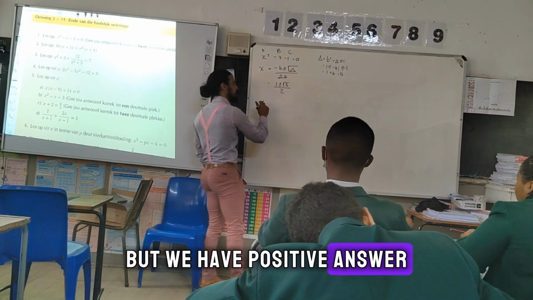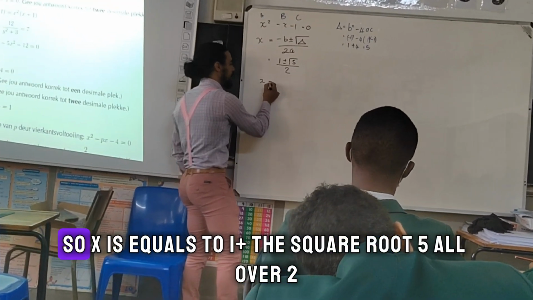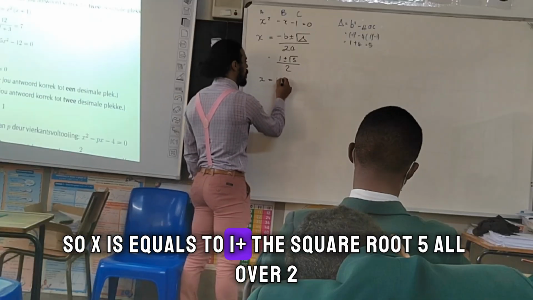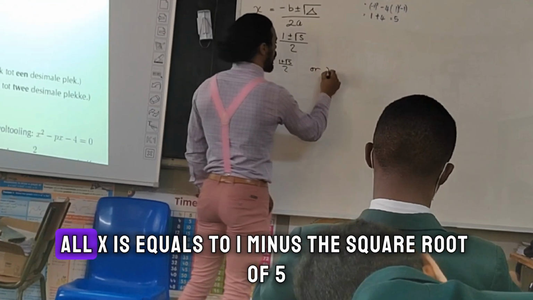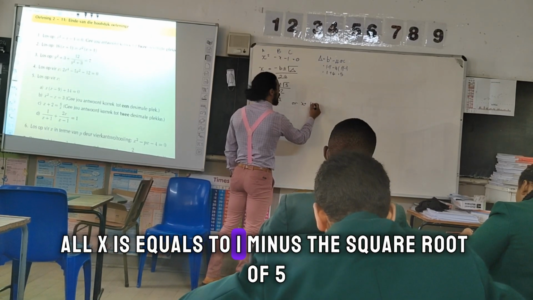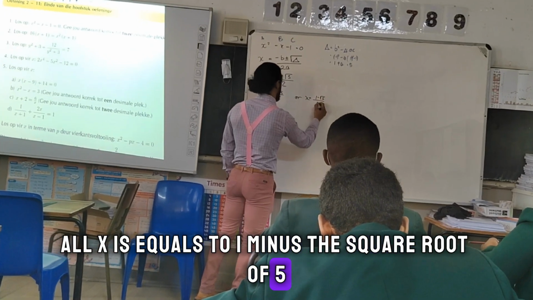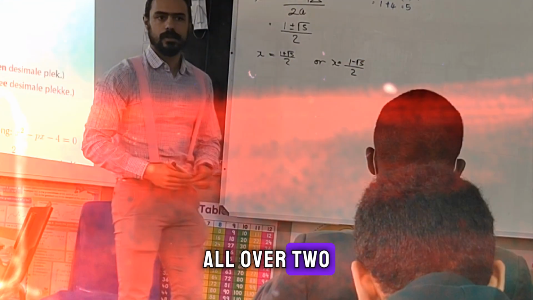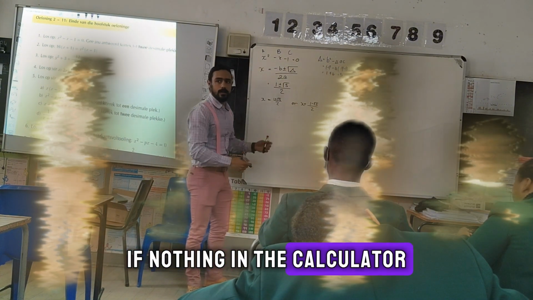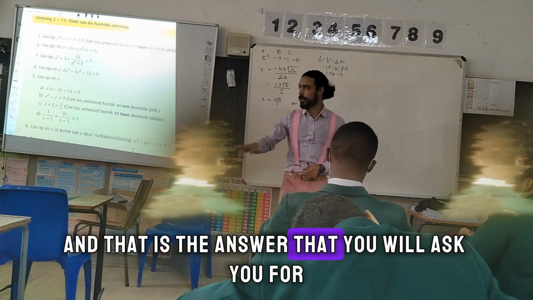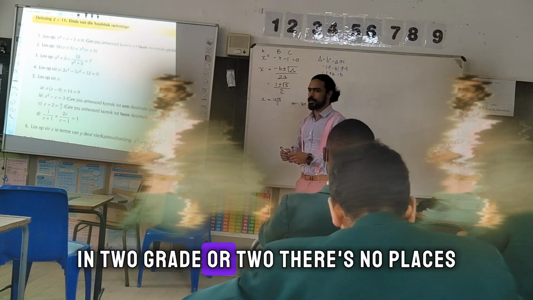But we have a positive answer as well as a negative answer. So x is equal to 1 plus the square root of 5 all over 2, or x is equal to 1 minus the square root of 5 all over 2. Alright. You can work this out in a calculator. You type it into the calculator, you get your answer, and that is the answer that they will ask you for, correct to 2 decimal places.